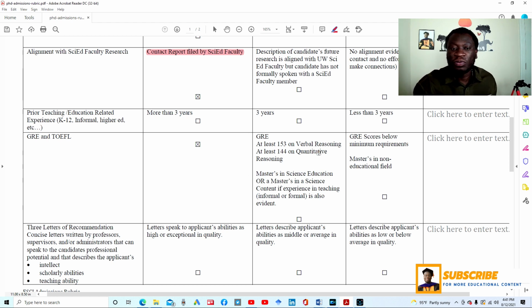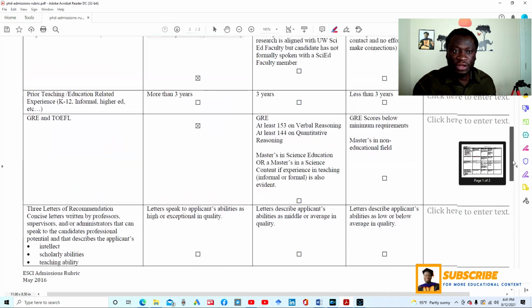But it's just important because if you do well, then you can be scored high on it. But if you score below this range, you would score low here. Now let's go to the next one quickly.